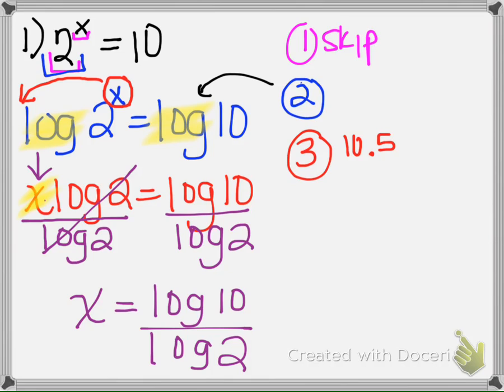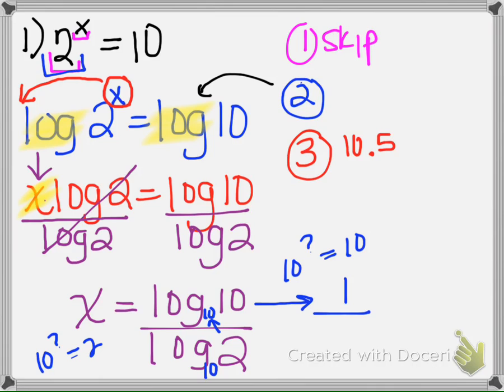So now we're going to go ahead and evaluate this here. So we know in this class that if it doesn't have a base, it's a 10. So if we take a look at the numerator, this is saying 10 to what power is 10? So this numerator right here simplifies to 1. Now this one is a 10, so 10 to what power is 2? There is no nice number, no whole number, integer, so we're going to keep it as log 2.